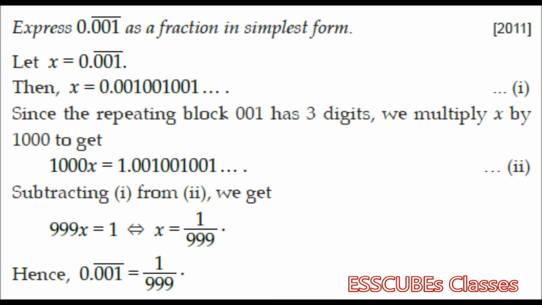In case we have a block of three digits being represented with a bar, then we have to multiply this by 1000 as shown on the screen. In that case, 1000x is equal to 1.001001 kind of a thing. So here on subtraction, we get 999x equals to 1, or 0.001 bar can be represented as 1 by 999.